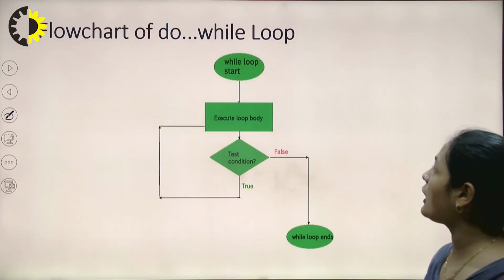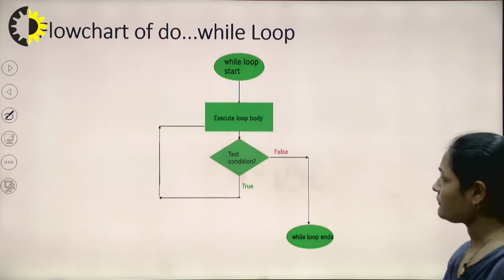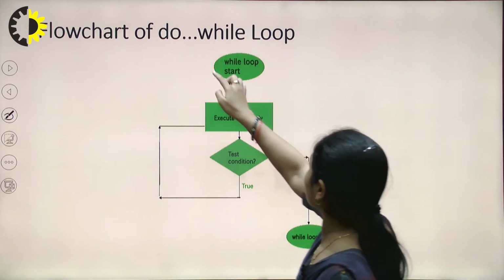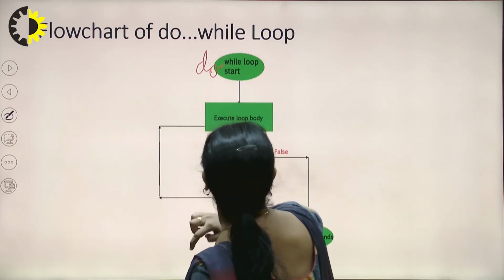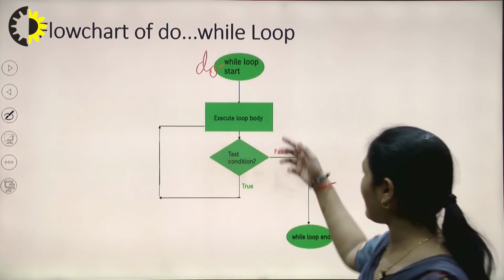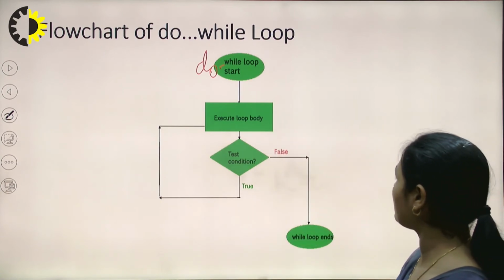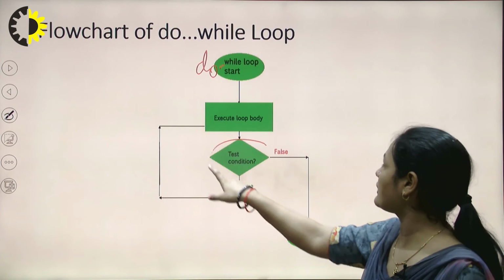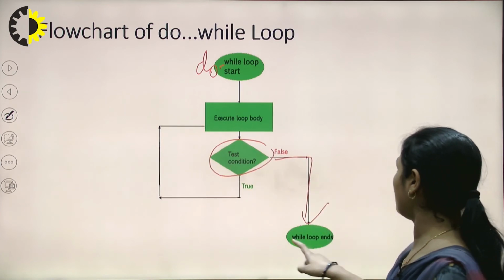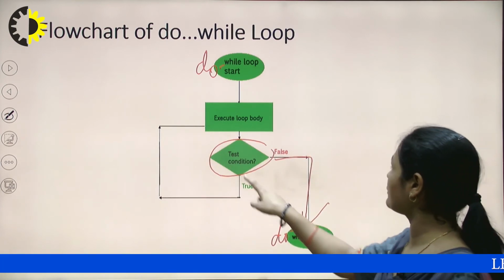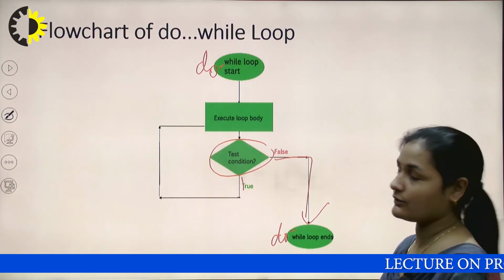This is the flow chart of the do while loop. Here we write the do while loop. Start, then execute the body of the loop. Then if the condition is false, the loop will stop, and if the condition is true, then it will execute again.